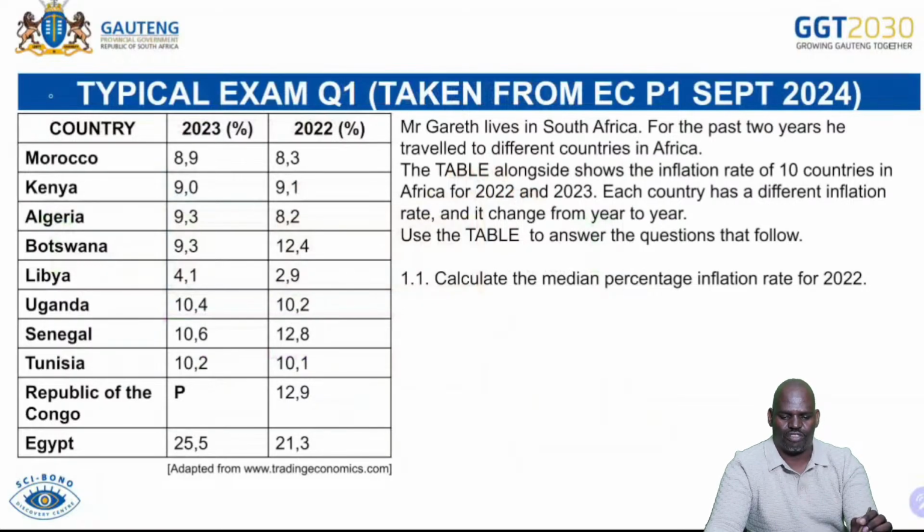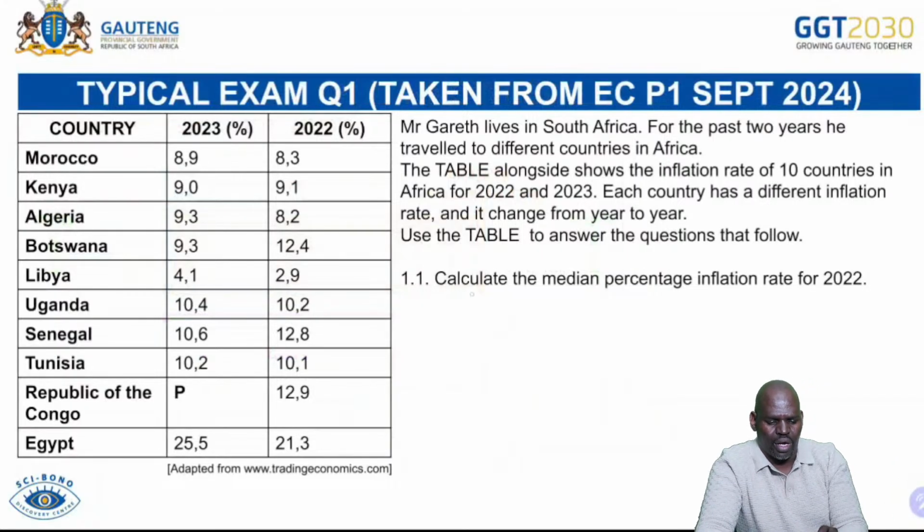So this one was taken from Eastern Cape paper 1 September 2024. It means if you take any prelim question paper, it's either Gauteng province, Eastern Cape, Limpopo, any other province, because at the end of the year you are going to write the same papers, so the preparation should be the same. The first one is: calculate the median percentage inflation rate for 2022.